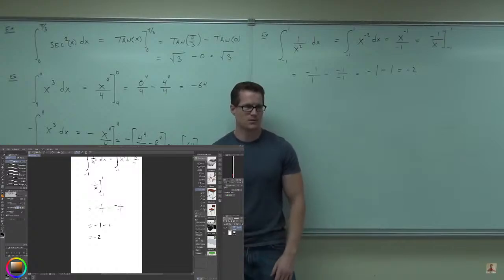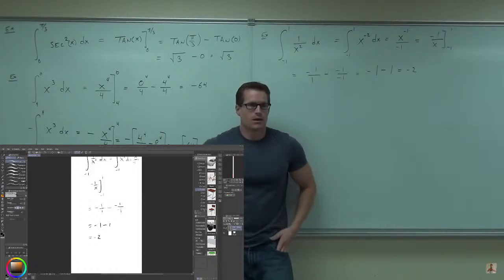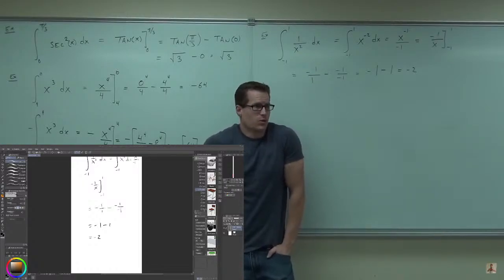Plug in 0. Yeah, it has to. Plug in 0. Can you plug in 0? Why not? So what does it tell you at x equals 0? Look at your bounds. Where do they start on each side?